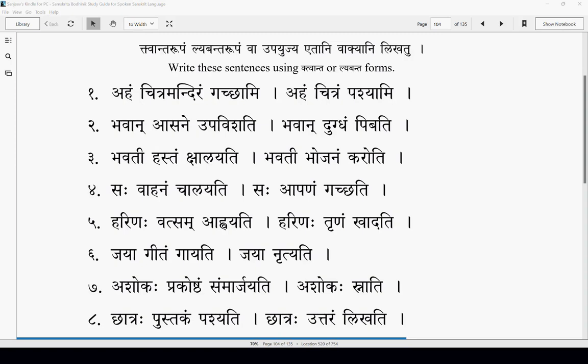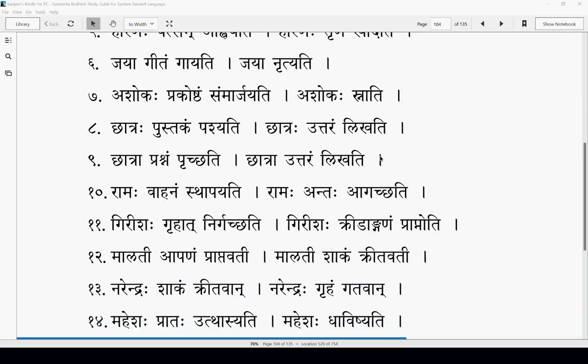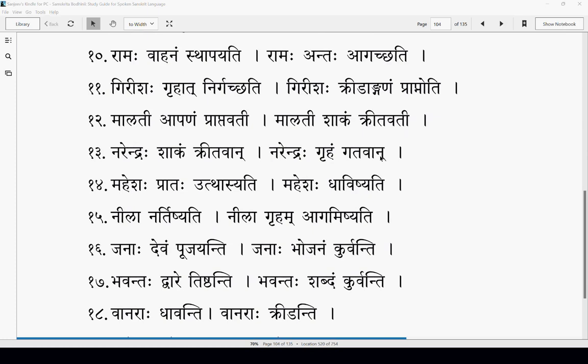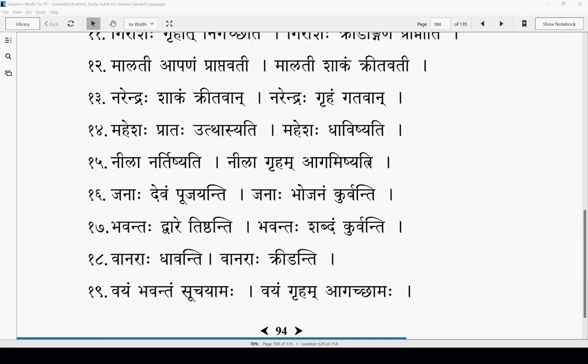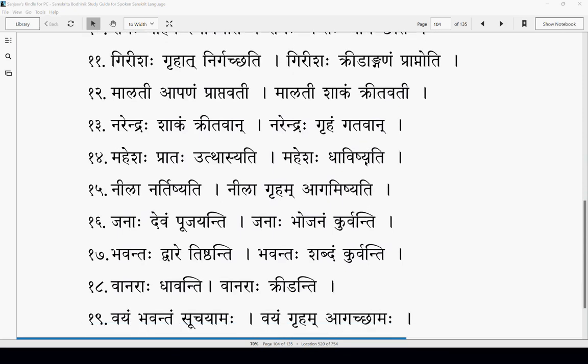Homework. Given here. So, did you also go through this one? This homework, this exercise here. Tvantarupam, lepantarupam, upayujya, etani vakyani likhatu. Did you go through these sentences? Neela Bhagini? Yes. Mahodaya. Yeah, these are simple.